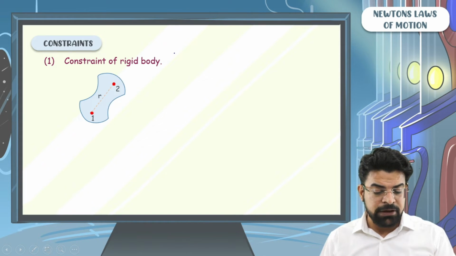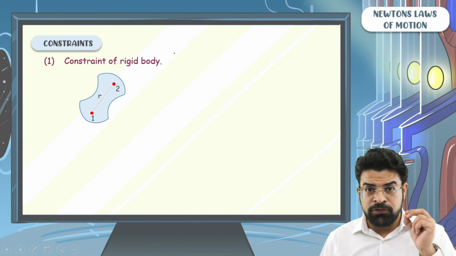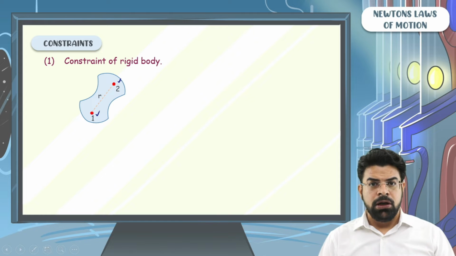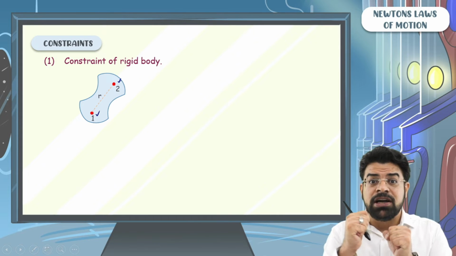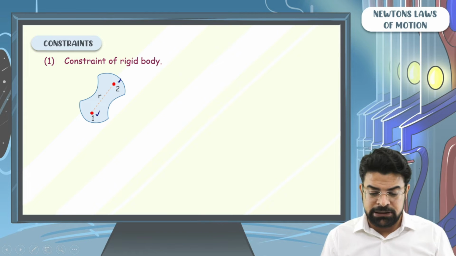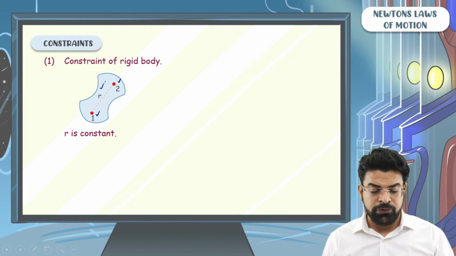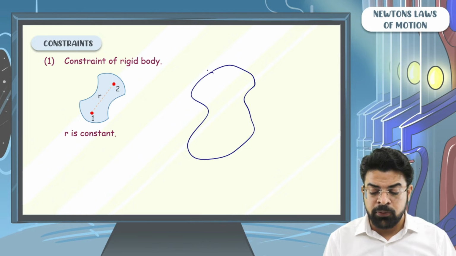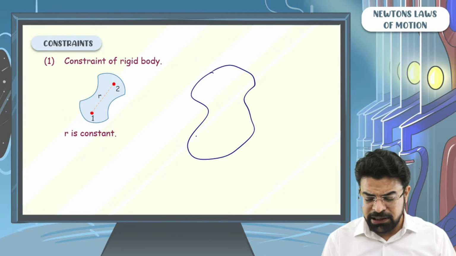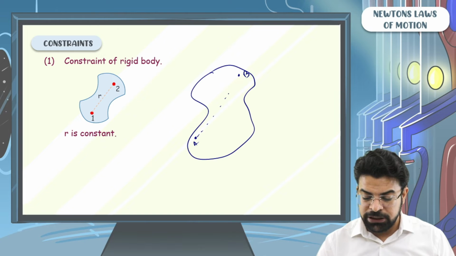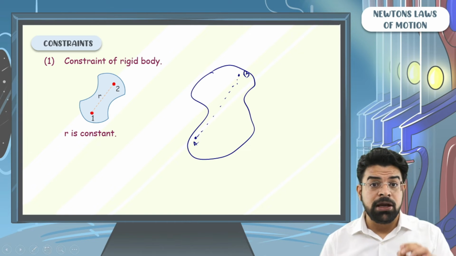Now let's say we have this rigid body and visualize 2 points on the rigid body, point 1 and point 2. Since it can't be compressed or elongated, the separation between these 2 points, R, has to be constant. So sir, can we say, if you think of any randomly shaped rigid body and visualize any 2 random points on this rigid body, say A and B, then the separation between these 2 points A and B should remain constant.